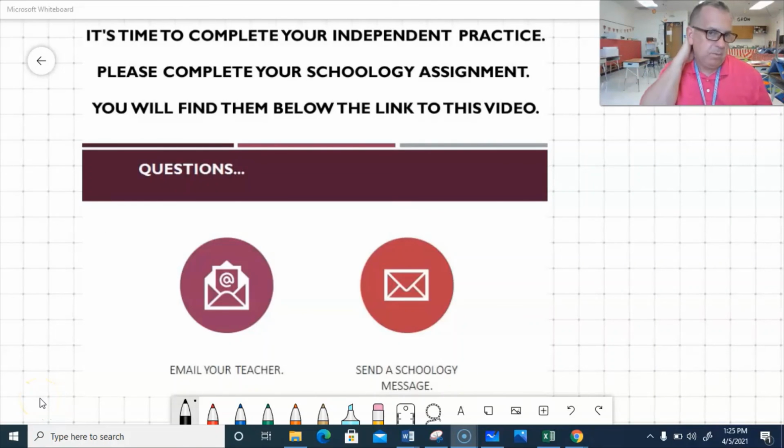Okay, it's time to complete our independent practice again. Please take your time, do your very best. I'll put a PDF in there that you can print out and do it on pencil paper if you like. Okay, but there will be a blue puzzle piece in there with today's date on there. So go ahead and input your answers into Schoology.